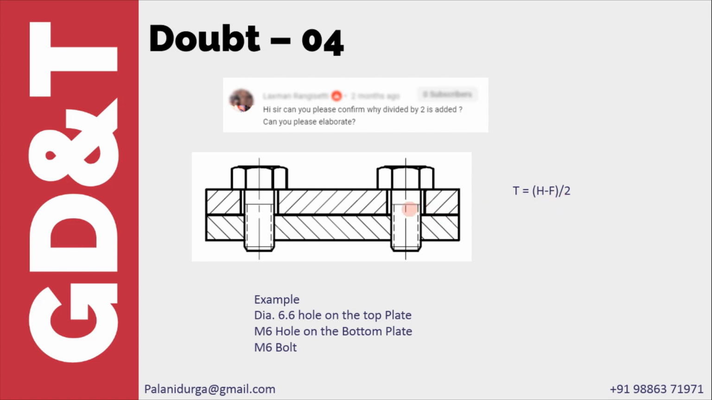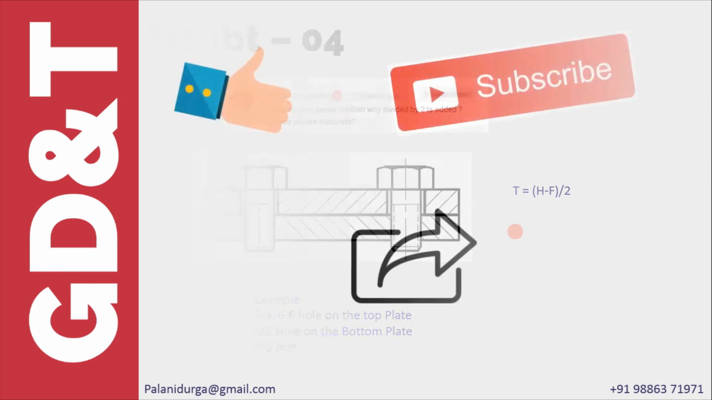So when the hole is 6.6, then we give a positional tolerance of 0.3 so that the top plate can shift from its true position in one extreme direction by 0.15, and the bottom plate can shift in the opposite direction by 0.15. So both put together, the positional error will not exceed 0.3, so that the bolt can be assembled properly. Hope the answer is clear.